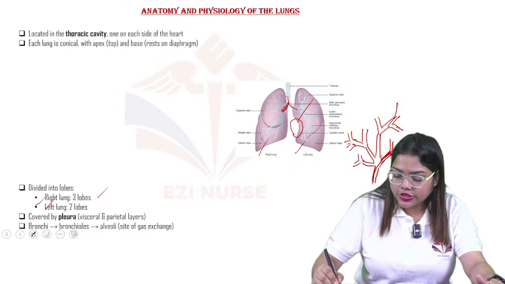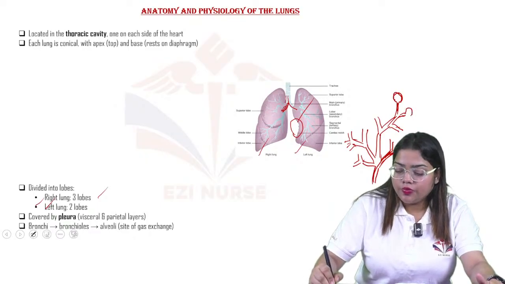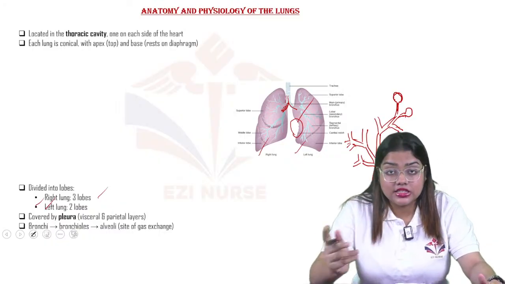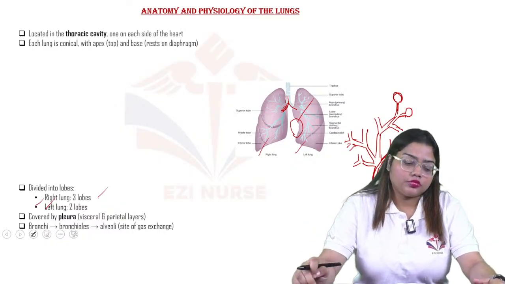These are bronchioles, and after the branches you can see small air sacs, or small bags of air, where the gas exchange actually happens. These are called alveoli.